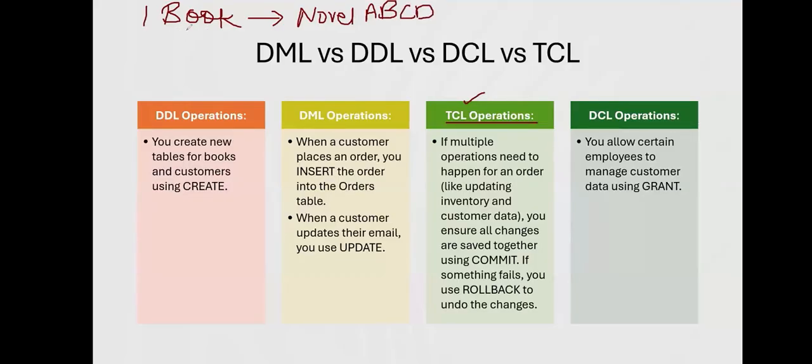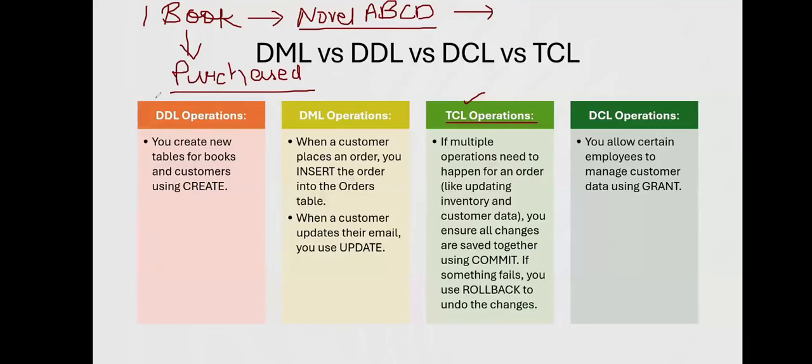And what happened? Someone purchased it. So the order table is getting updated that this book has been purchased. But the inventory table that is storing the book is not updated. So now what will happen? It will again show me that the novel is there, but it has been purchased.